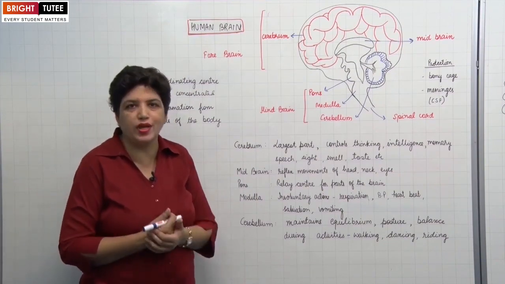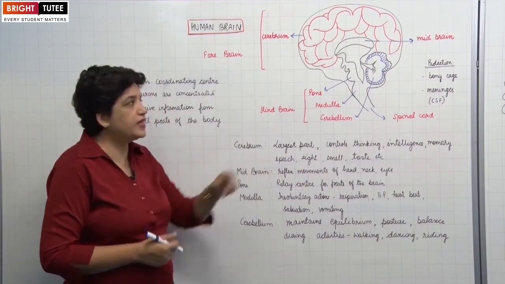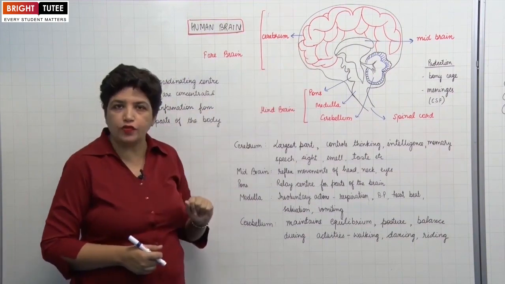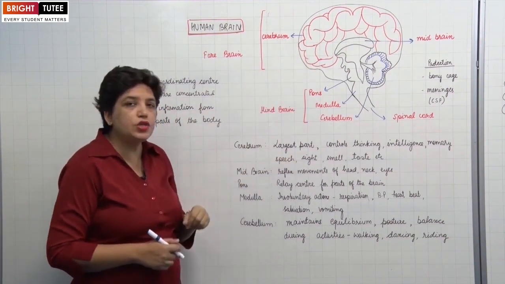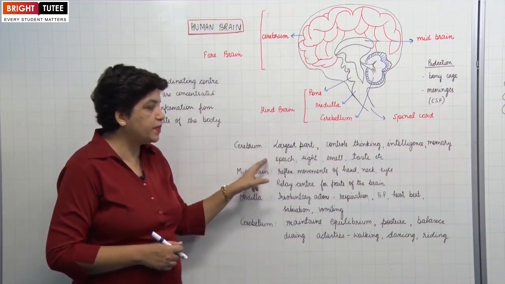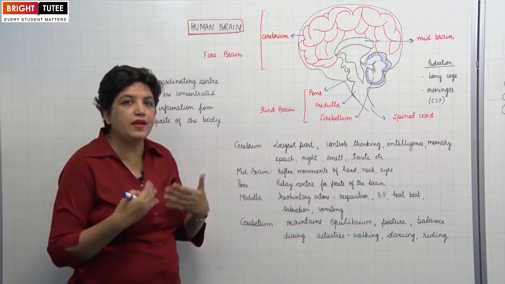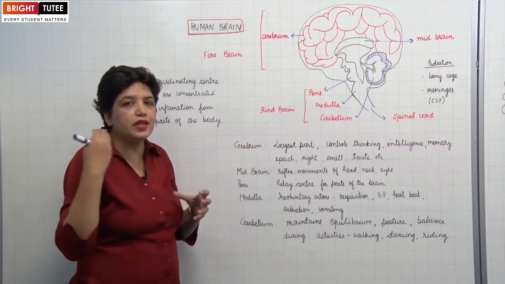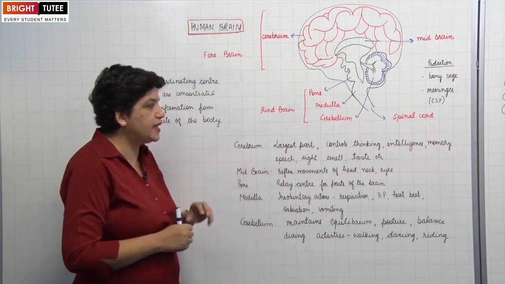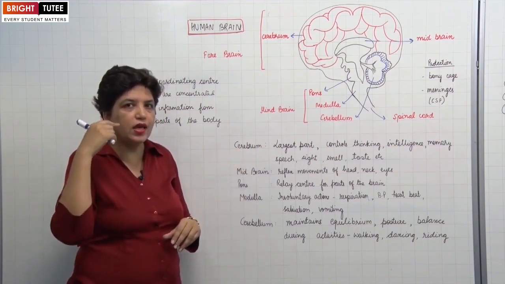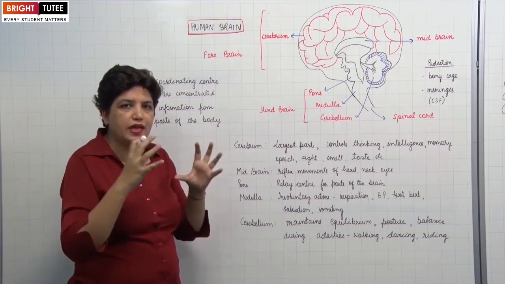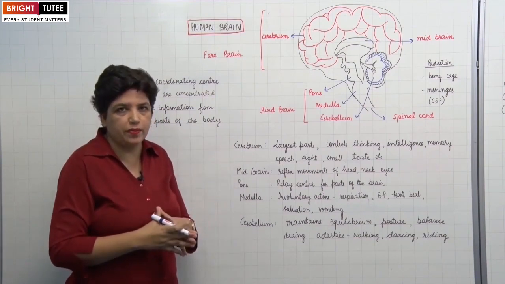What role do they play? The cerebrum, as I told you, is the largest part of the brain. It controls thinking, intelligence, and memory. It also has centers for speech, sight, smell, taste, all the sense organs. They send the information to the cerebrum. So whatever you are thinking, intelligence, memory, all these centers are present in the cerebrum.